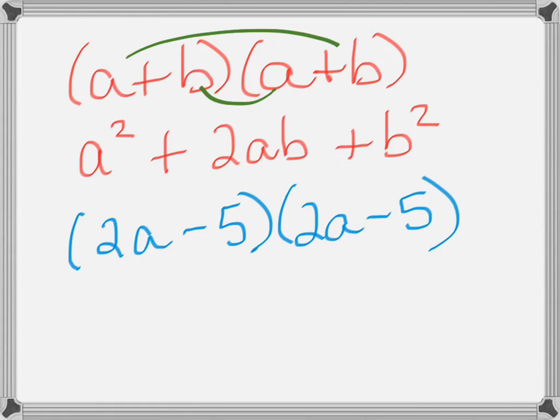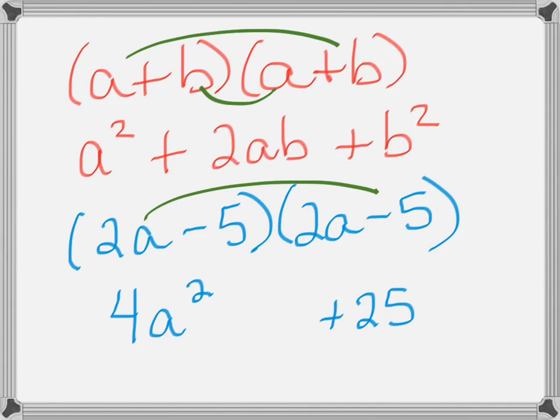Here's an example with a minus sign in the middle. 2a minus 5 times 2a minus 5. We multiply 2a times 2a, we get 4a squared. In the back, we're going to get a positive 25, because a negative times a negative is a positive. Notice when we multiply a binomial squared, the first and the last terms are always positive.